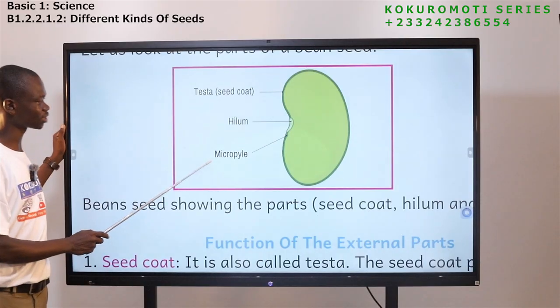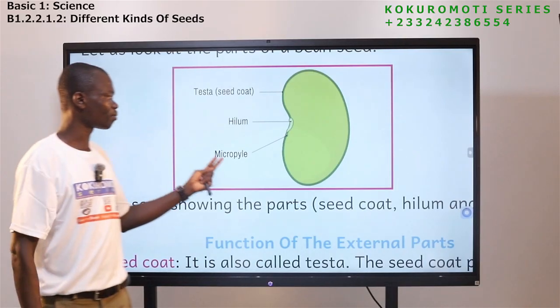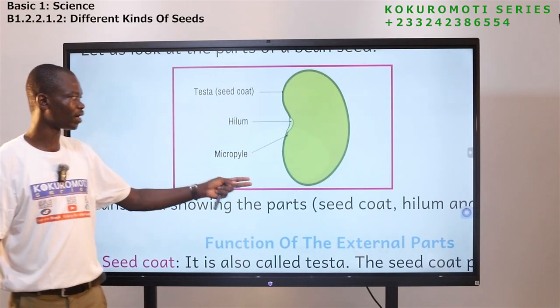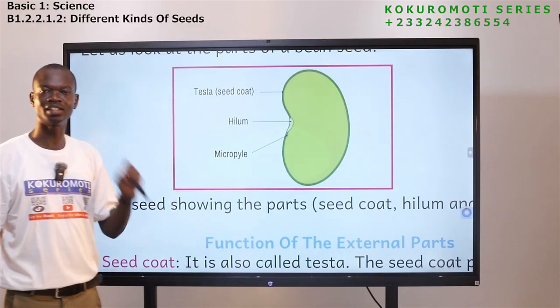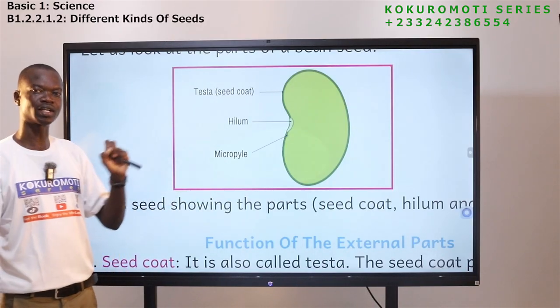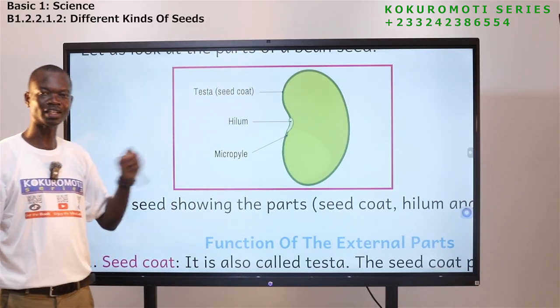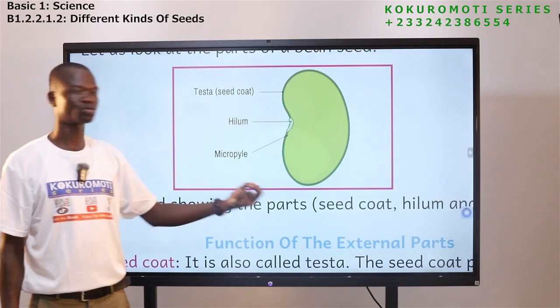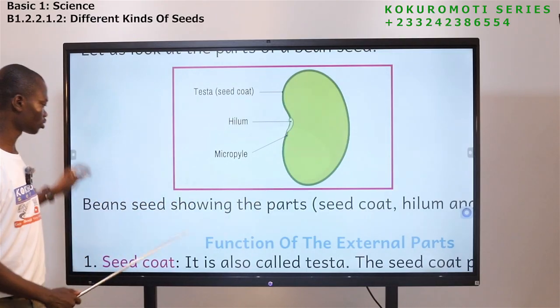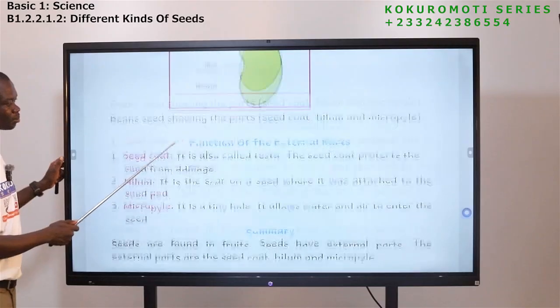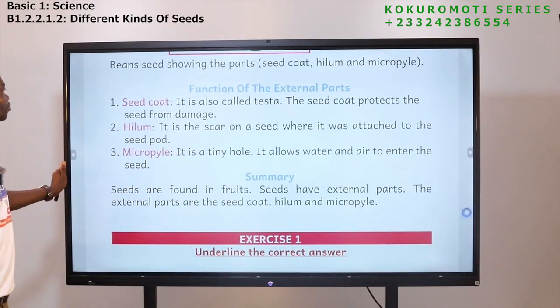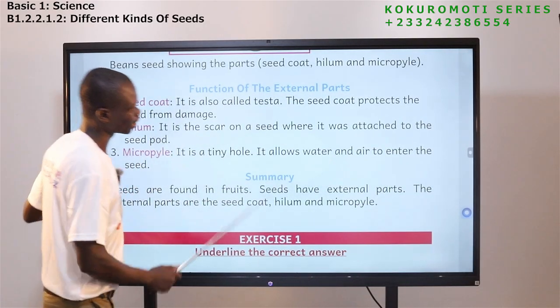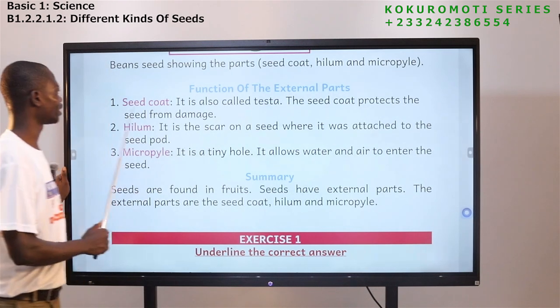And then we have something called the micropyle. It is also found on the seed. It's just a small hole that you can see, and that hole is where air enters into the seed. Now let's look at them in detail. Functions of the external parts.